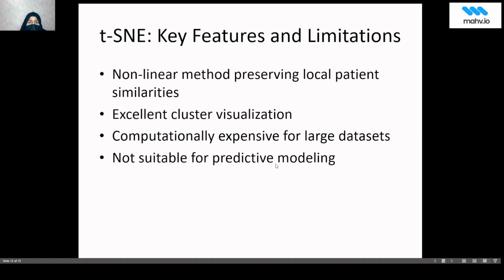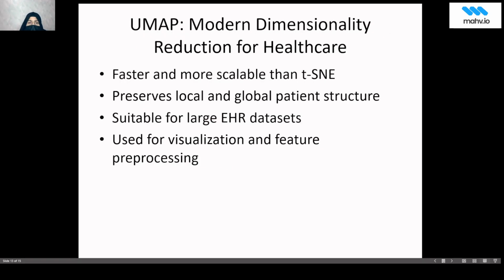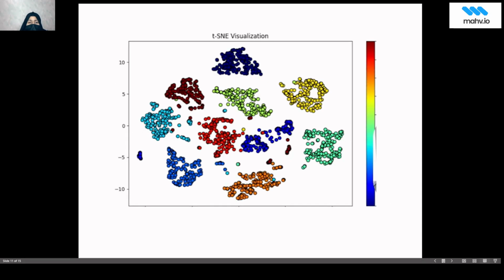So PCA is for pre-processing, but t-SNE is basically a non-linear method, and it is used for clustering, basically for visualizing data. And here is also a diagram of it. You will see in t-SNE we have clusters here, and it is a non-linear approach, and here clustering is made on the basis of neighbors.